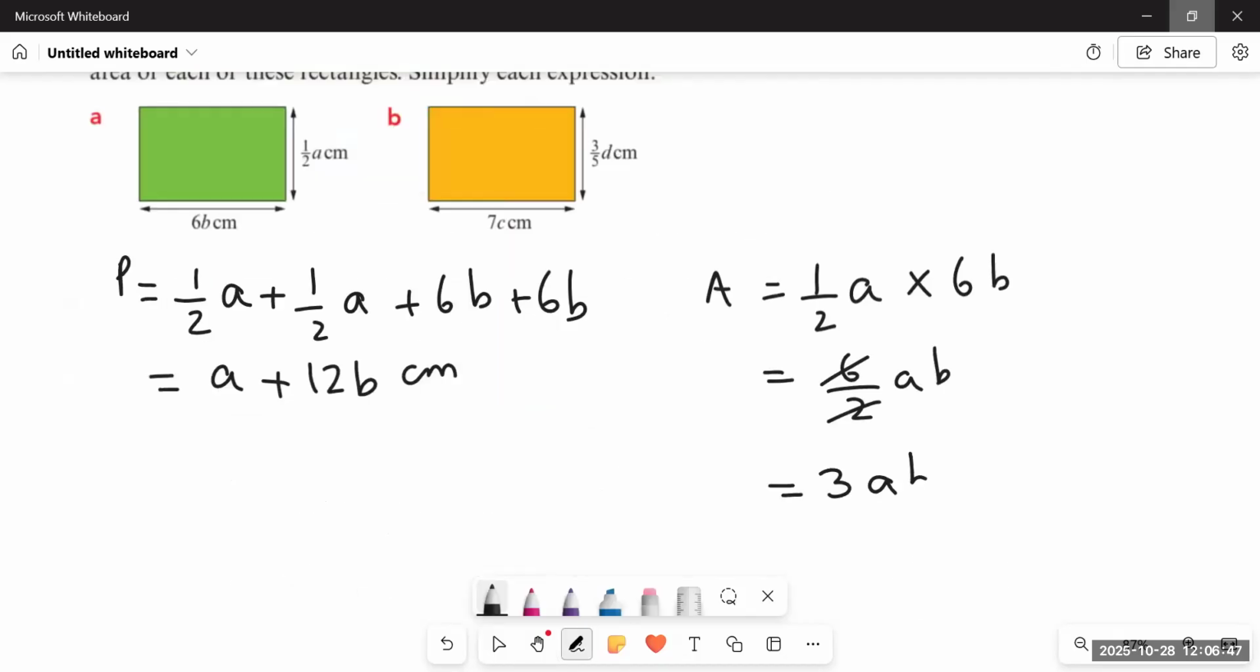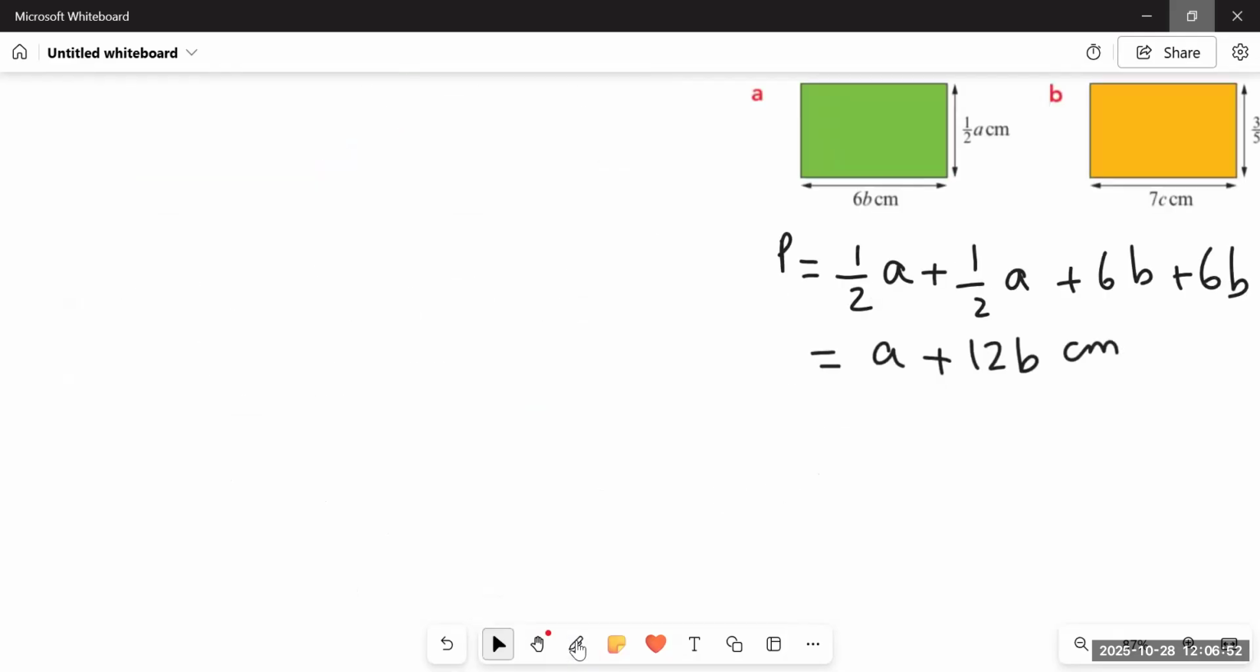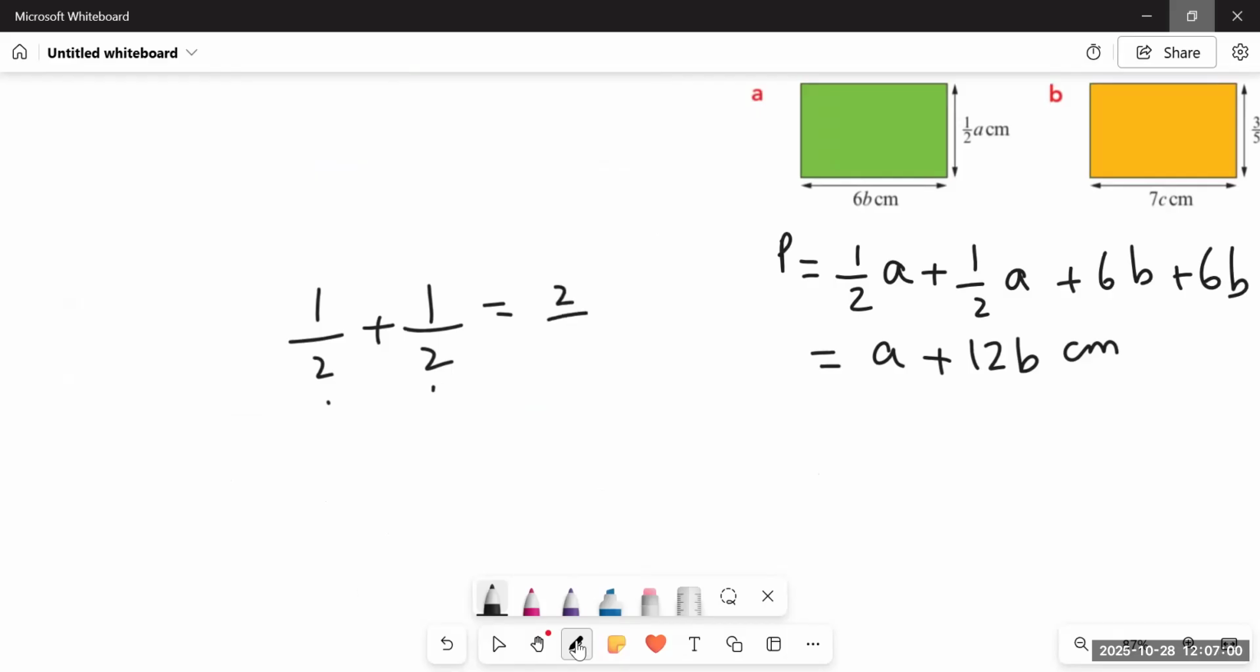So it becomes 3ab centimeter square. And also let me show you how half plus half is 1 whole. You must know that half plus half makes a whole. The denominators are the same, so we can add the numerators. It becomes 2 over 2, and that's 1 whole.